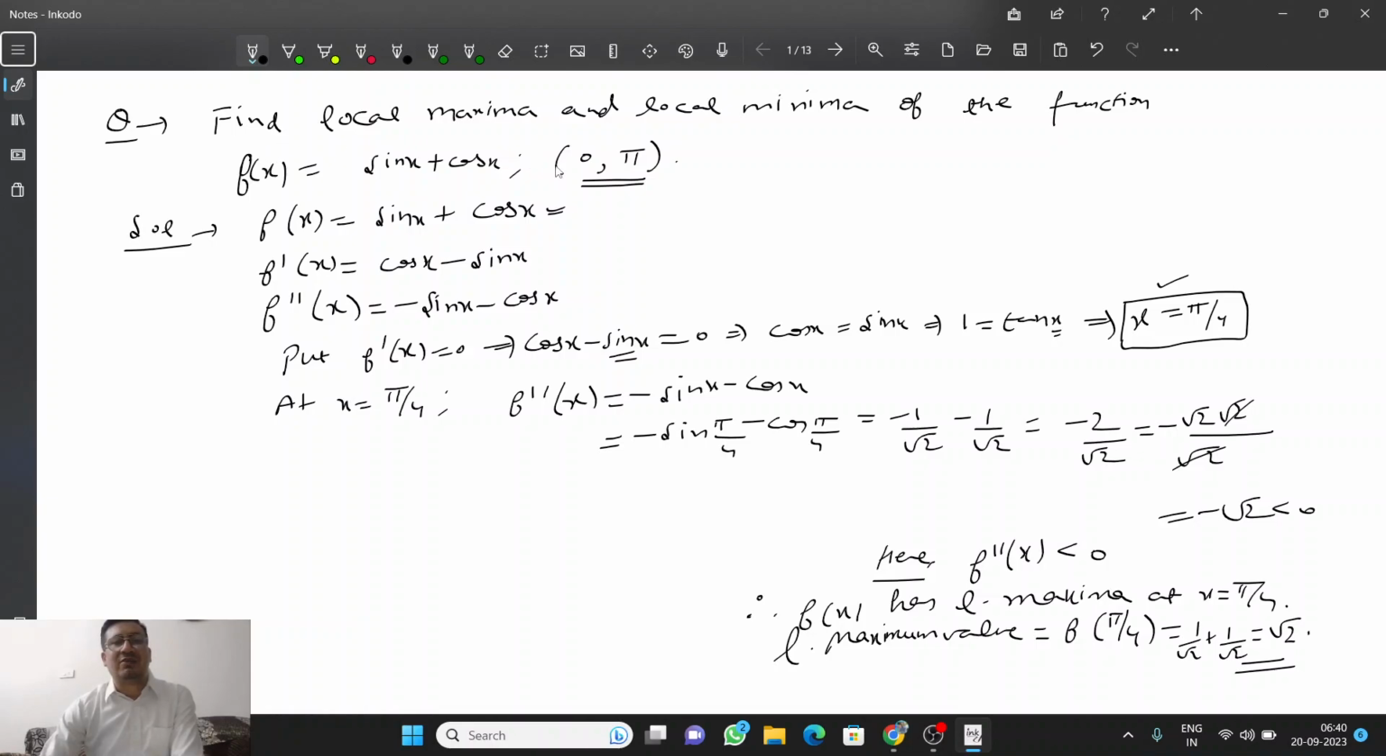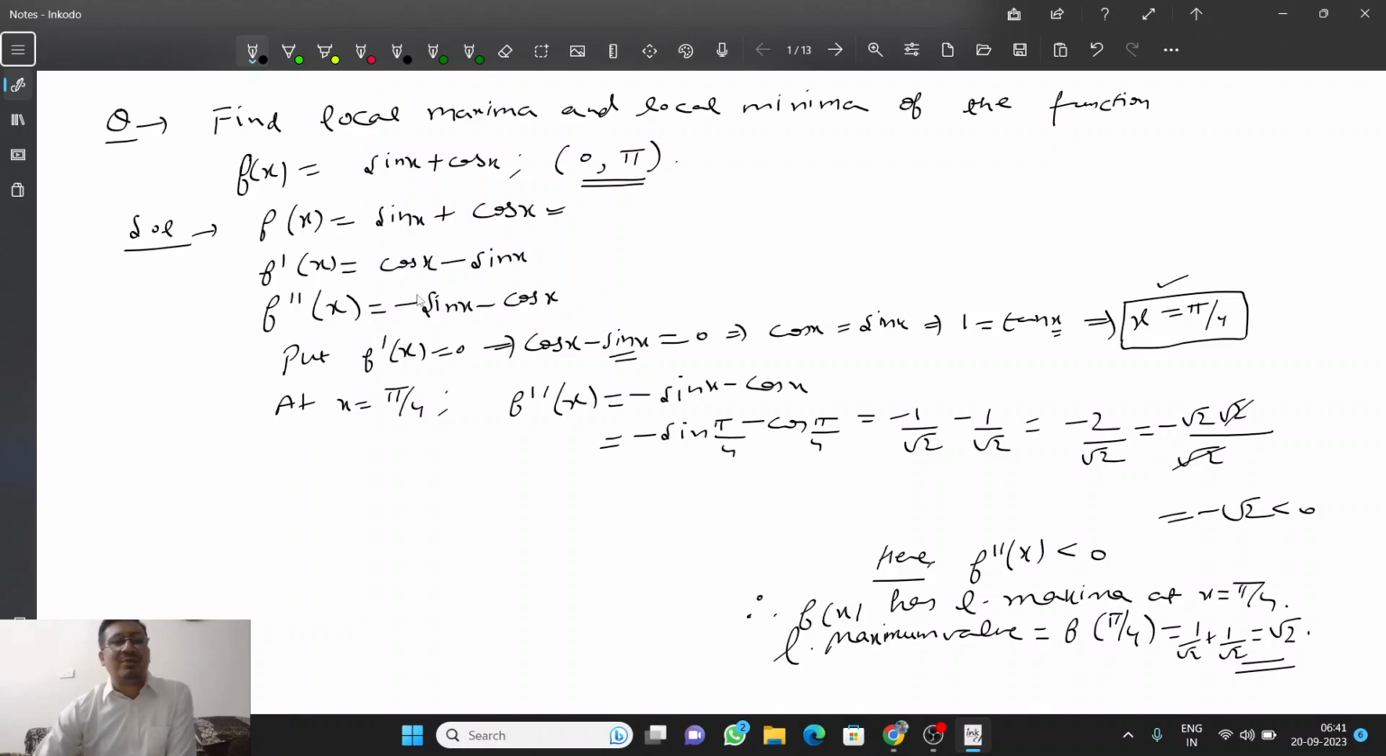Once more, we have to find the local maxima and local minima of the function sin x plus cos x in the open interval 0 to pi. This is the function. We have already discussed that in the case of trigonometric functions, always prefer to apply the second derivative test. In this case, it is easy to find local maxima and local minima. So first we find the single derivative: the derivative of sin x is cos x, and the derivative of cos x is minus sin x. After finding the single derivative, again apply differentiation. The second derivative of cos x is minus sin x and of sin x is cos x.